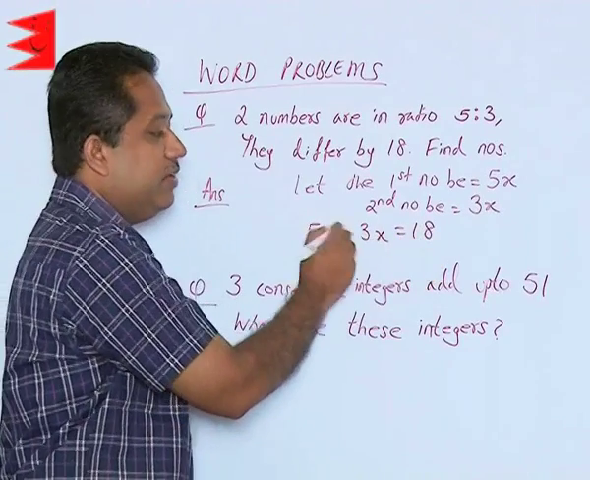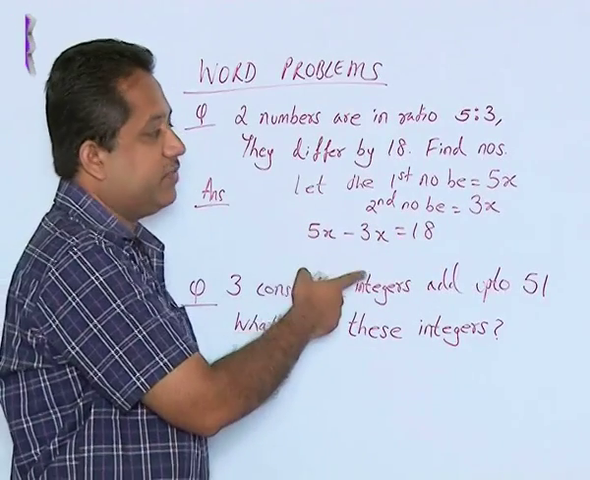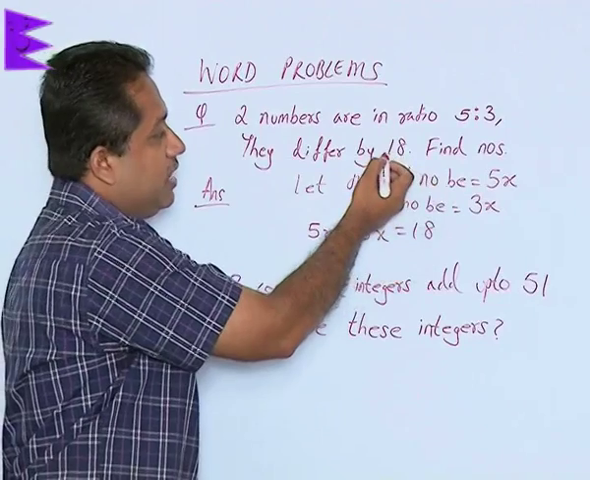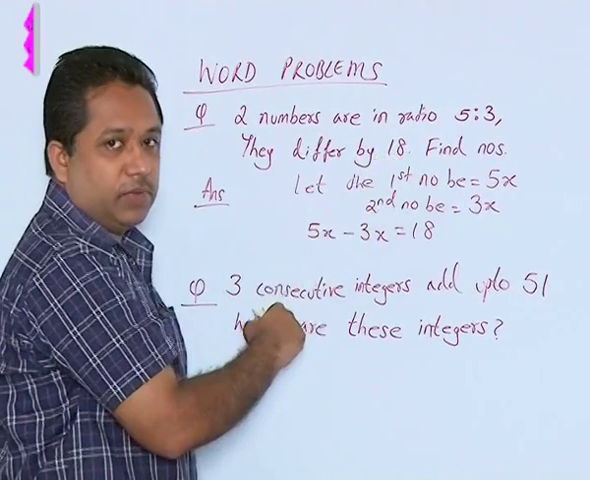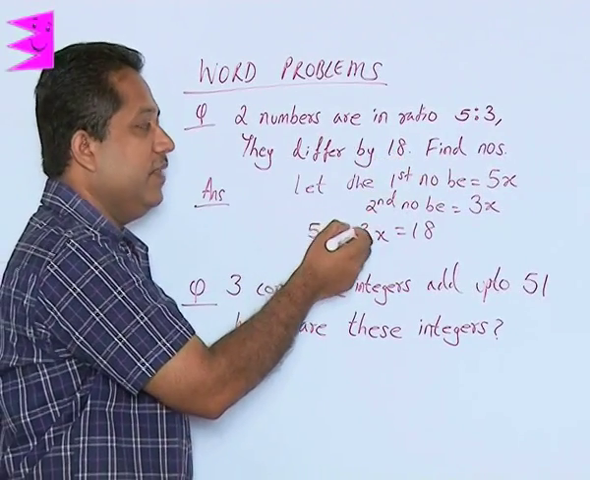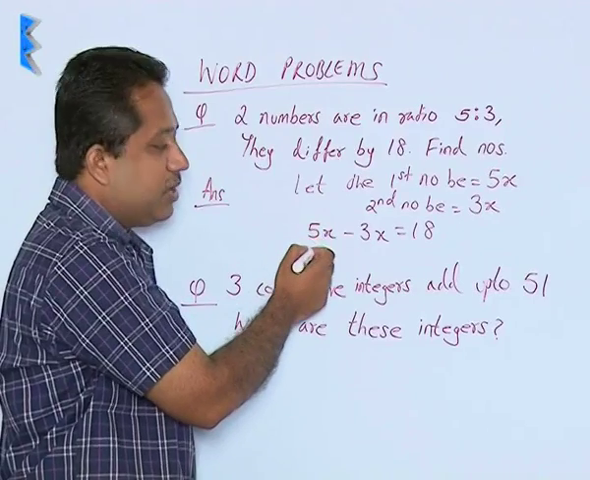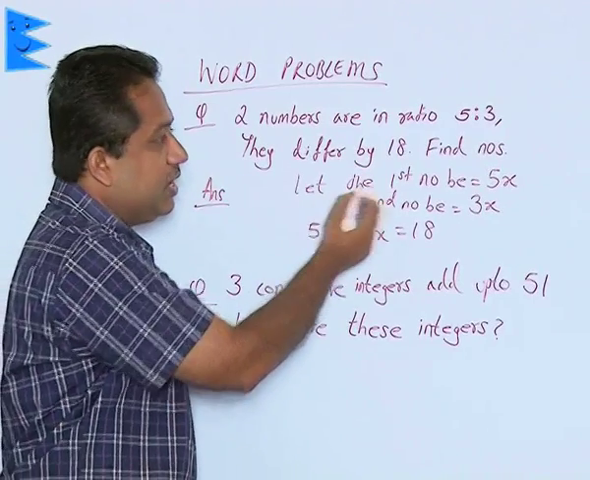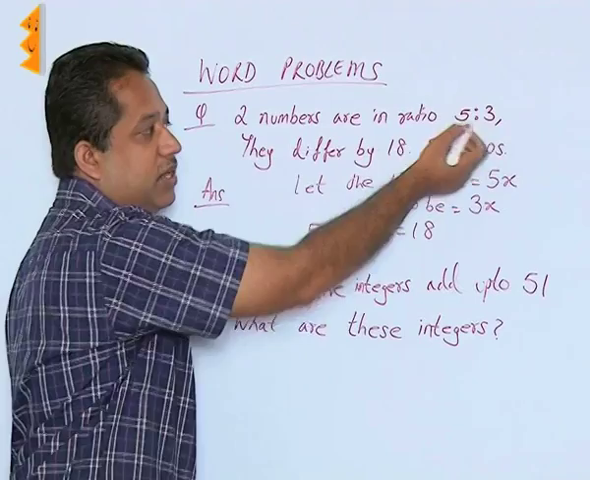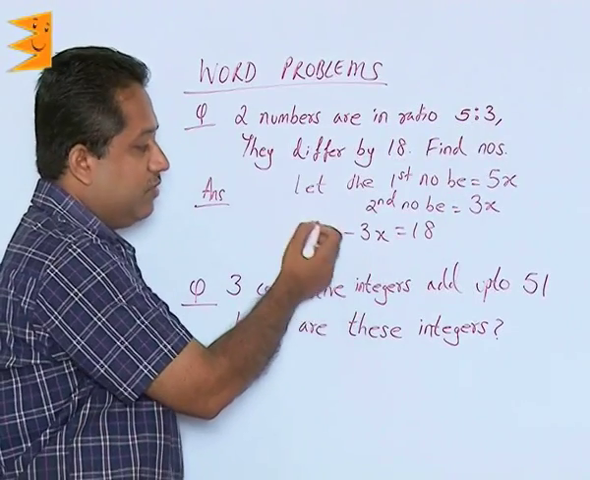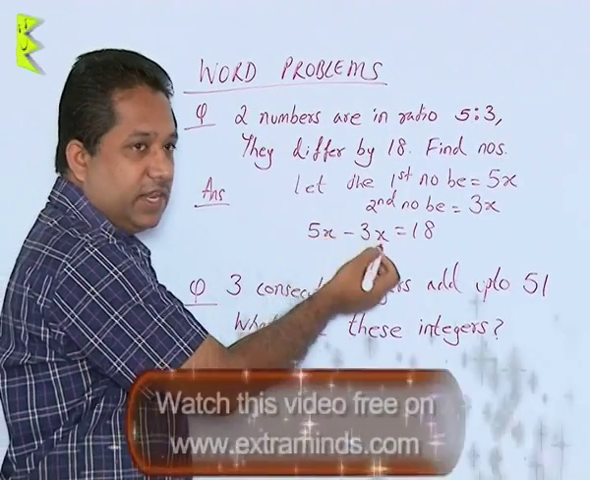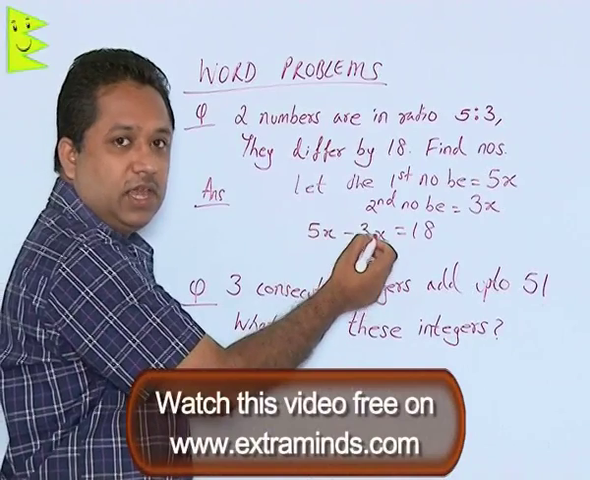Now, why do we write 5x minus 3x and not 3x minus 5x? Because the difference is 18, that is a positive number. If it is a positive number, then obviously the positive number has to be bigger. So, bigger number is 5x, the smaller number is 3x. So, we are going to write 5x first and 3x later. So, 5x minus 3x is 18.